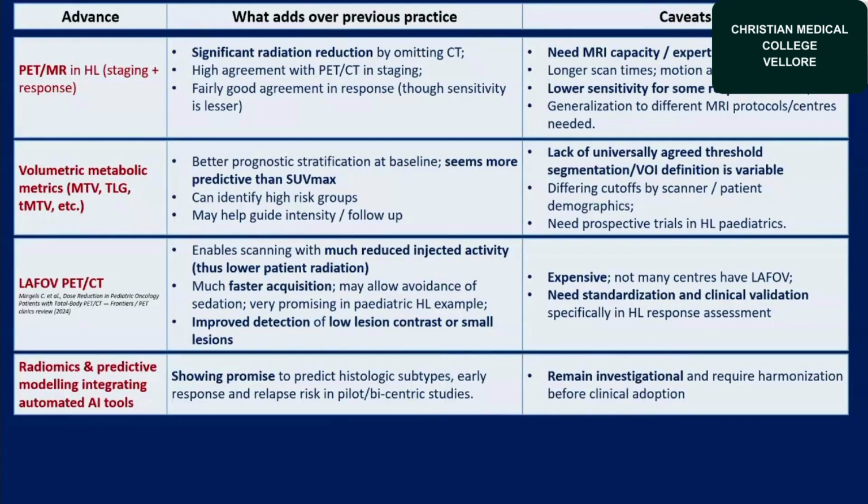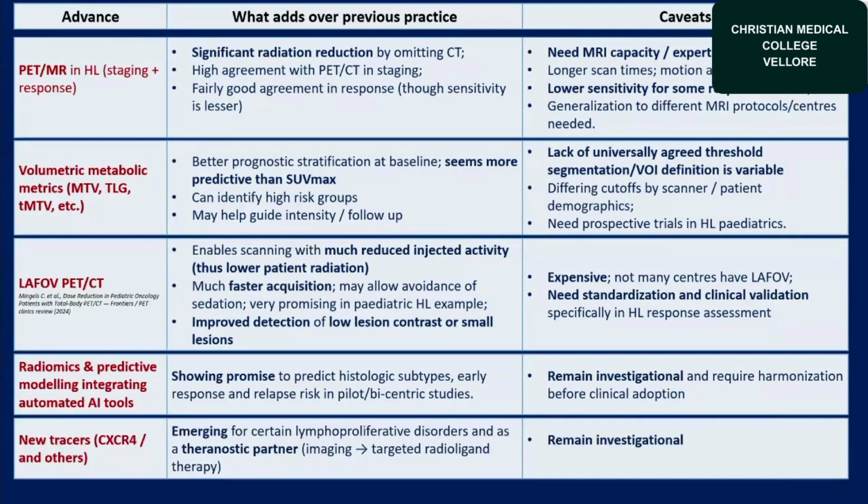The use of AI tools, radiomics and automated AI tools has been showing promise to predict histological subtypes and for early response and relapse risk. However, it again needs further investigation and harmonization before it can be clinically adopted. And other newer tracers, like chemokine receptor-based imaging, are an emerging tool for lymphoproliferative disorders, especially because they have a theranostic partner as well. But even this remains investigational. Thank you.